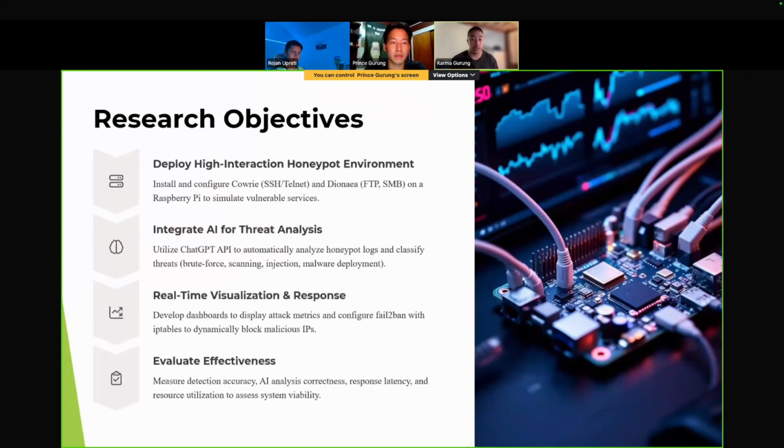Research objectives. Here's what we set out to do. Number one, we deploy Cowrie and Dionaea honeypots on a Raspberry Pi, analyze attacks using ChatGPT to classify behaviors like brute force, malware, or scanning, visualize the activity with a Grafana dashboard and an Flux backend, automatically block attackers using Fail2ban and iptables, and evaluate performance in terms of accuracy, responsiveness, and system load.